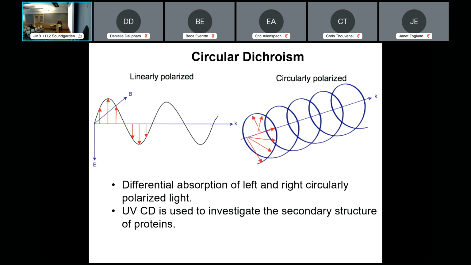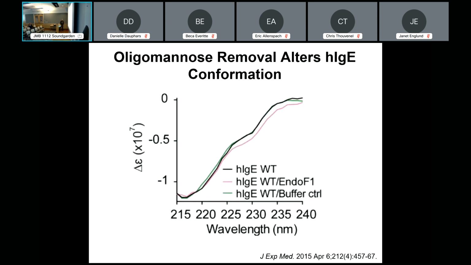So we tried to gain some insight into the secondary structure by using circular dichroism. This looks at essentially absorption of left and right polarized light over a number of different wavelengths. And so you can see the CD traces here. Looking at wild-type IgE in black or a buffer control treatment in green, they overlap very well over these different wavelengths. But when we remove that single glycan, shown in pink, there's a slight shift, which is consistent with a conformational change upon removing a single glycan. So we think that's essentially the mechanism of how, when that oligomannose is removed, you ablate binding to the high-affinity receptor.